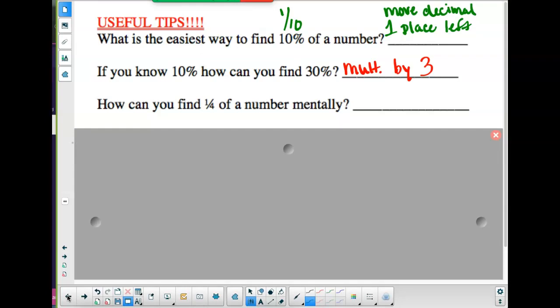How do we find a fourth of a number? How do we find 1/4 of something? Caleb? Divide by 4. You got it. Okay? So if I want 1/4, I'm going to divide by 4.